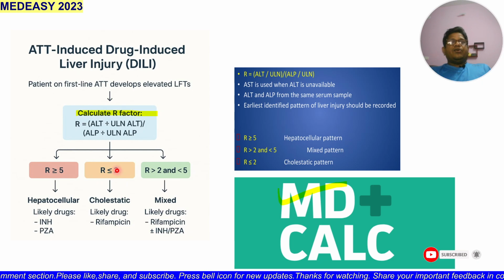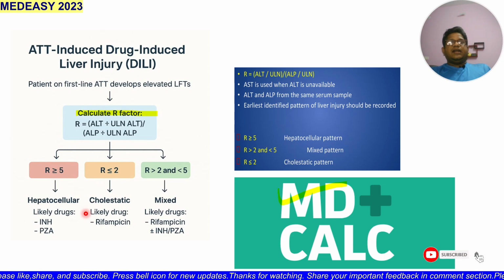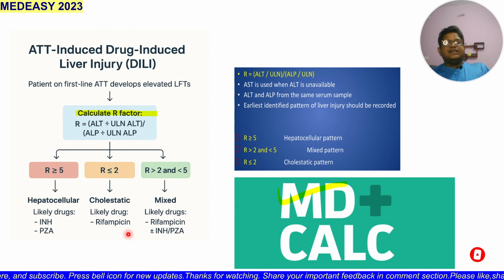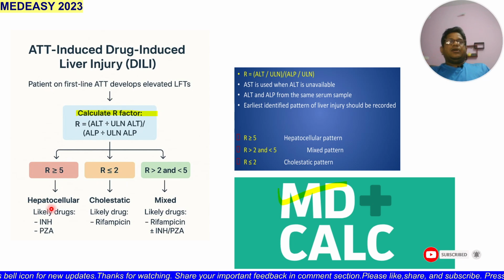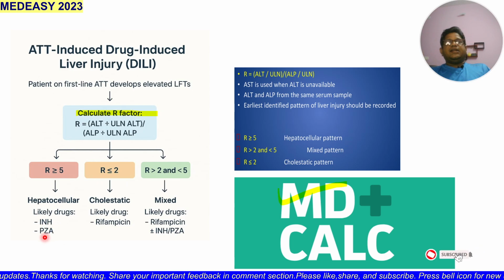Alright, now if R factor comes to less than or equal to 2, then this pattern of injury is cholestatic pattern, and here the most likely drug that is causing the drug-induced hepatitis is Rifampicin. And if R factor is more than or equal to 5, it suggests hepatocellular pattern, and we know that the drugs responsible for hepatocellular pattern of injury are Isoniazid and Pyrazinamide.